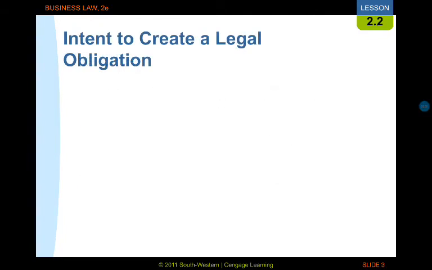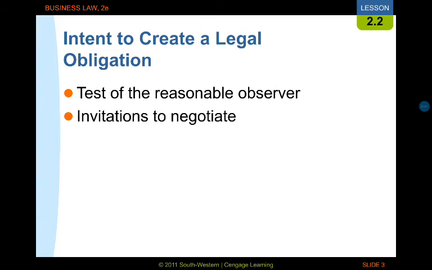Okay, intent to create a legal obligation. Two bullet points here. Let's look at it first. Test of the reasonable observer. Just meaning the reasonable person observing that is going to put it to the test to make sure that it is legit. Invitations to negotiate.